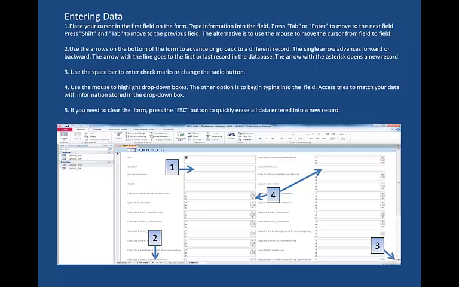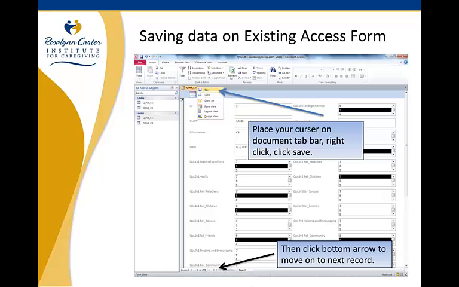If you need to clear the form, you're going to press the Escape button to quickly erase all data entered into a new record. Saving data on an Access form, you're going to place your cursor on the document tab bar, right click, and then save. Then click the arrow to move on to the next record.